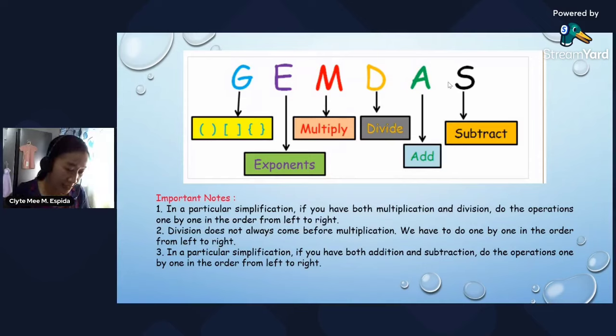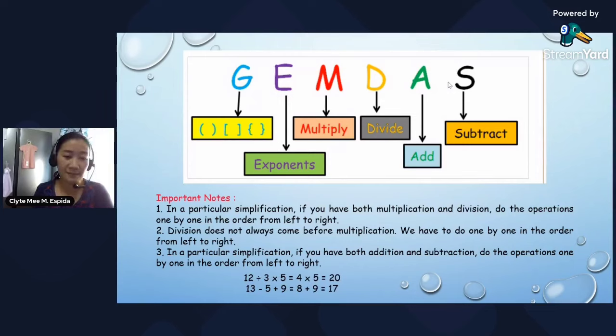Okay, yes po, PEMDAS and GEMDAS are the same. But we specify that G stands for grouping symbols, not only for parentheses. So let's have some examples of simplifying expressions applying GEMDAS. Okay, so let's have an example.